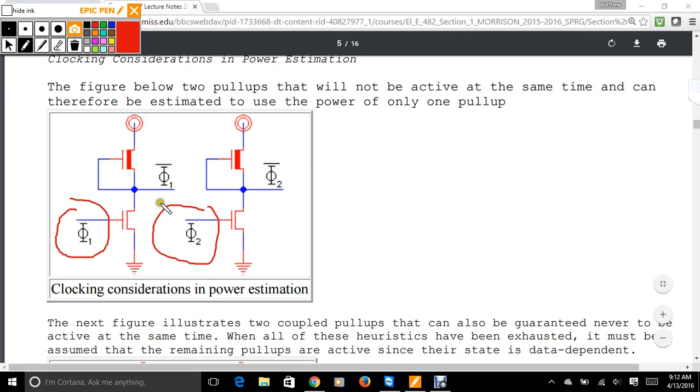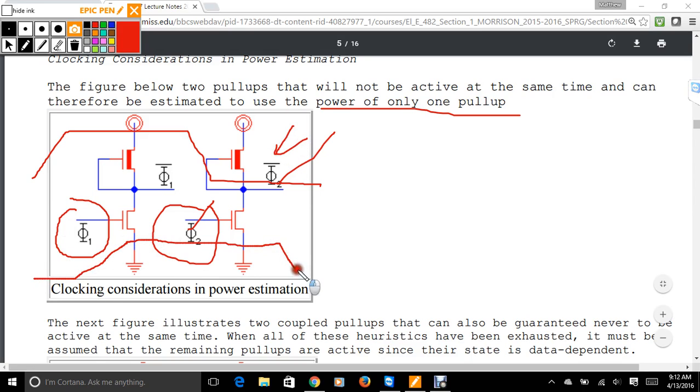You recall this allowed us to have a smaller size. But here's the issue: now you have two different timing signals, and one of the two won't be active at the same time. It can be estimated using the power of only one pull-up, right? So if phi1 is consuming power here, then phi2 is offset, right? So then power estimation is based on the specific timing.